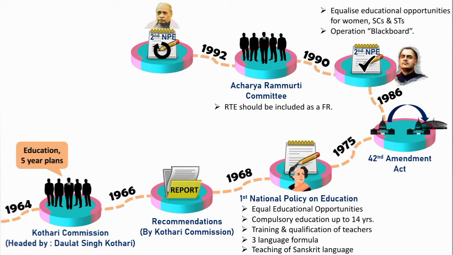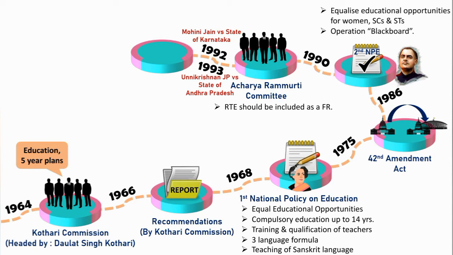Now moving forward, in the year 1992, Mohini Jain vs. State of Karnataka, and in the year 1993, Unni Krishnan J.P. vs. State of Andhra Pradesh case, the Supreme Court of India held a very important judgment. In the judgment, Supreme Court held that the right to education is associated to fundamental rights contained in Part 3 of the Indian Constitution. Supreme Court clarified that though right to education is not stated directly as a fundamental right, it is derived from the right to life guaranteed under Article 21.